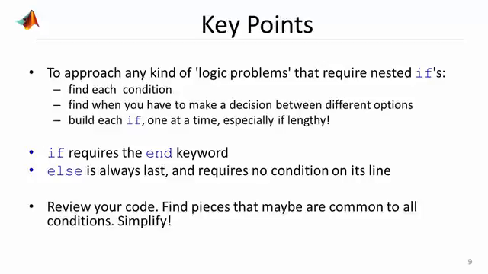Review your code at the end. Find pieces that maybe are common to all conditions, and then simplify. Because I named my variables the same everywhere, I was able to pull out the fprintf statements.